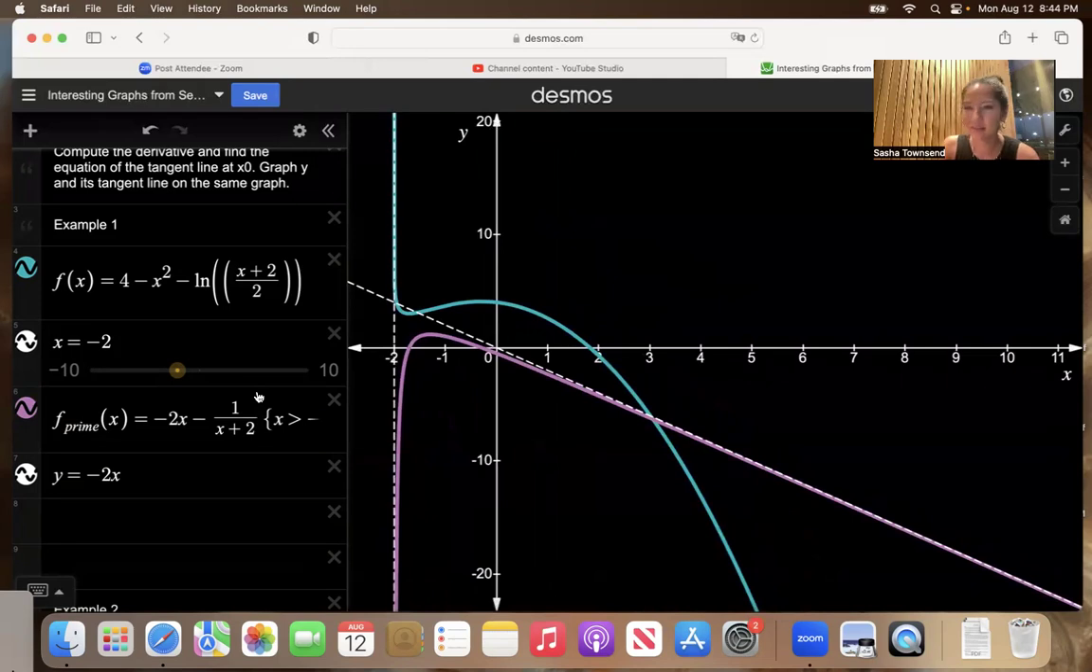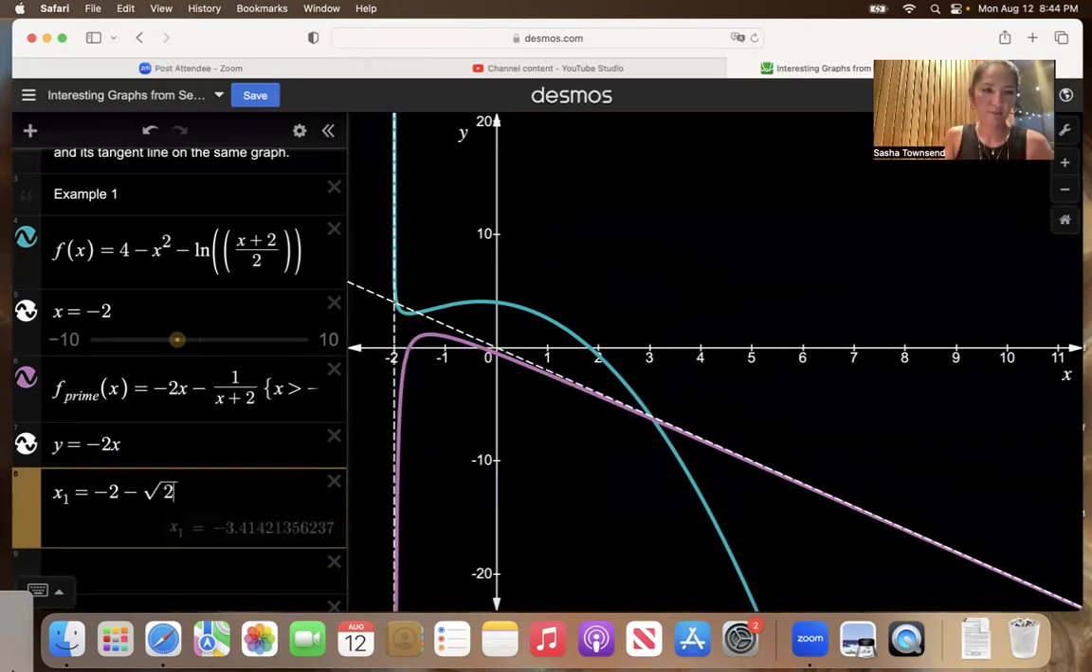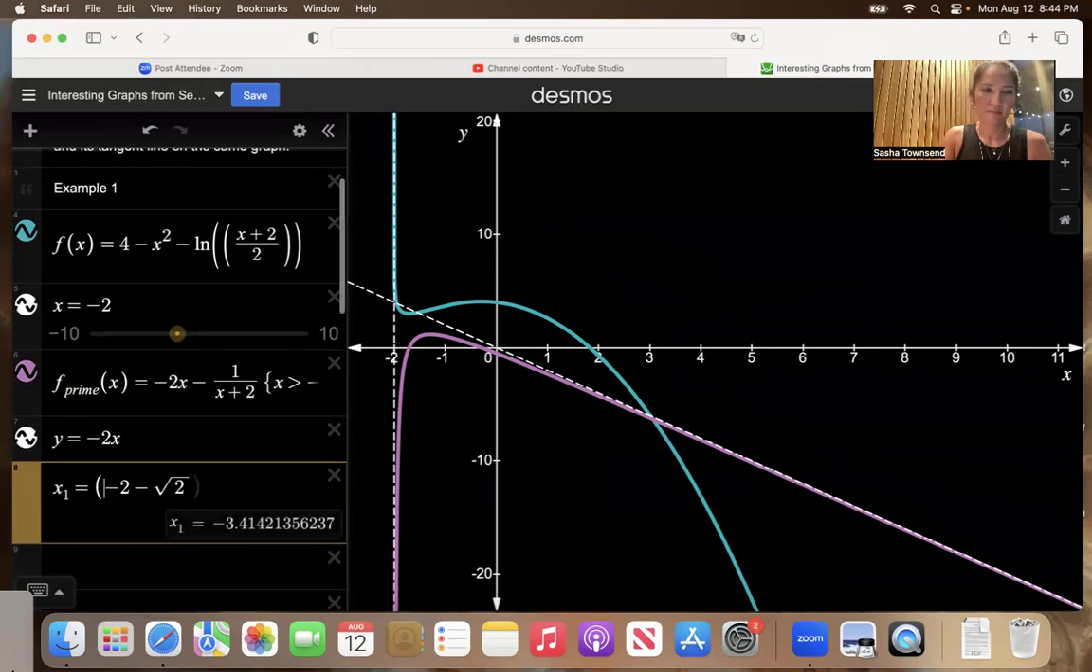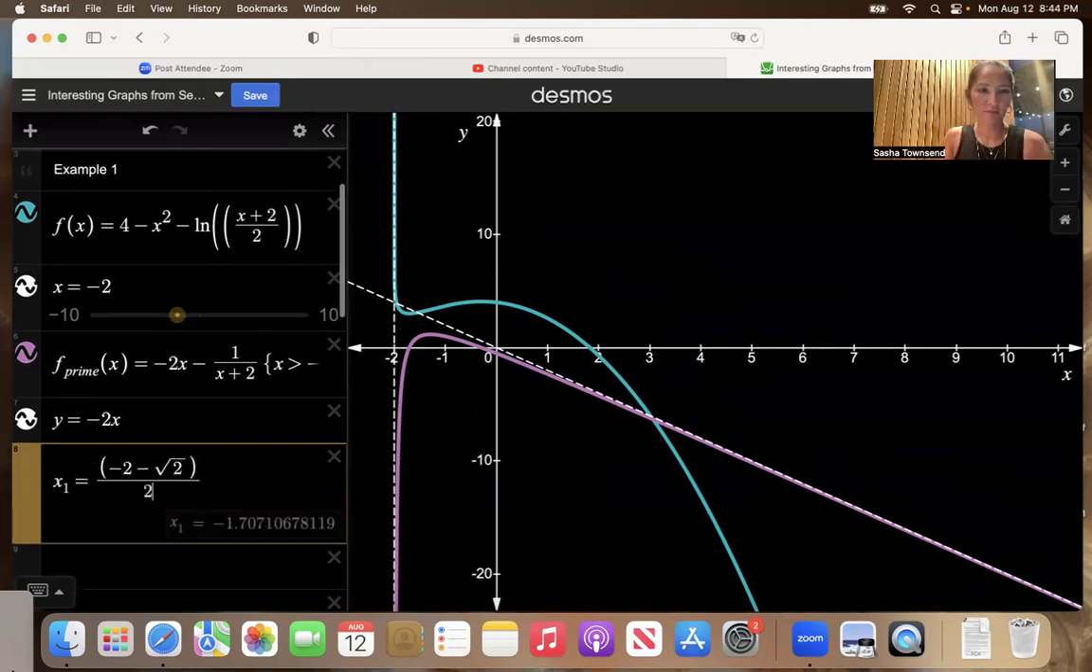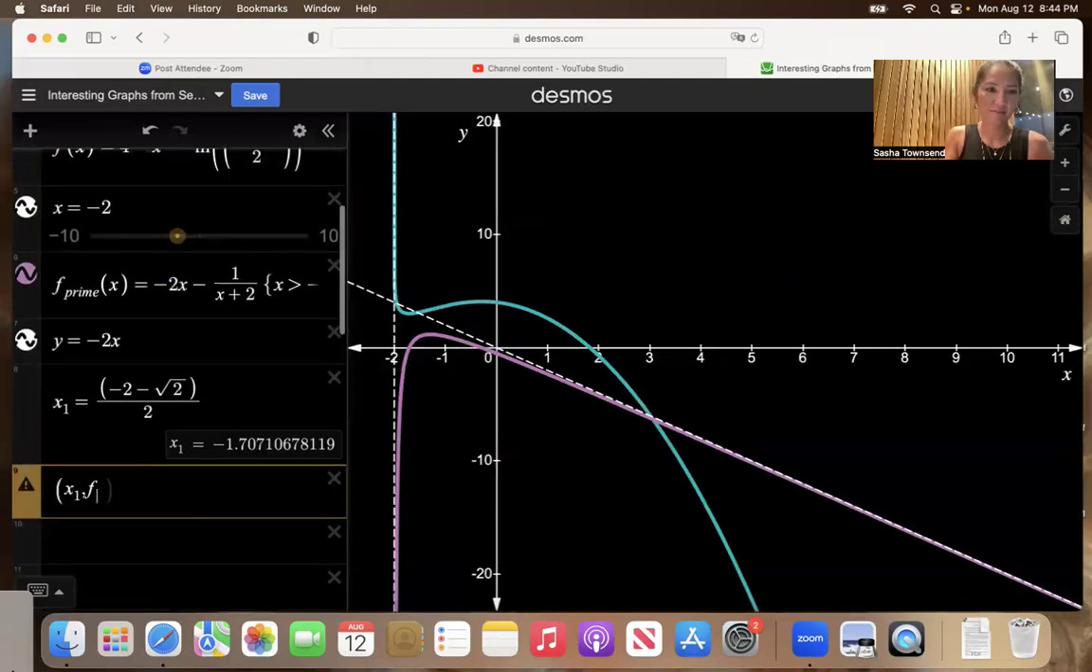All right. So with all of that in mind, the claim is that when we set the derivative equal to 0, we get two values for x. The first one was x1 equals -2 minus the square root of 2, all divided by 2. So we get -1.707, which is what I got when I estimated it on paper. Let's evaluate f at that point.